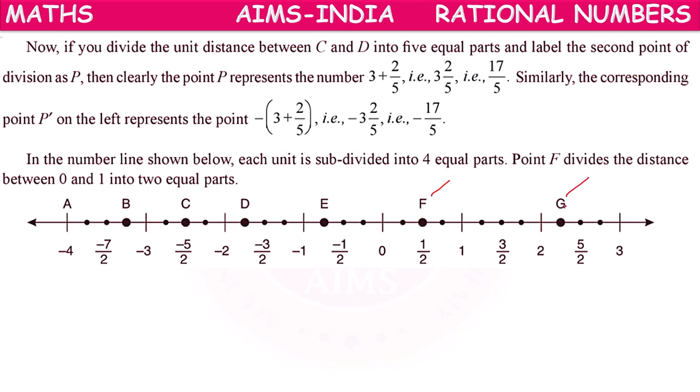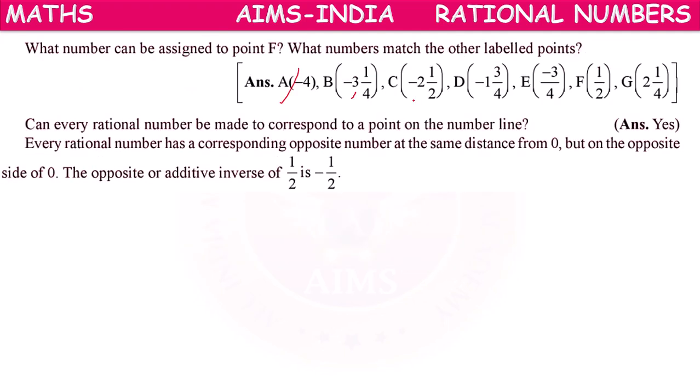What about Z? From 0 to 1, one complete part, 2 complete parts. After that, first part out of 4 parts. 2 plus 1 by 4, or 4 2s are 8 plus 1, 9 by 4. Like this, we can represent different points on this number line. So A value, B value, C value, D value, E value, F value, G value. Like that, we can find all the values.